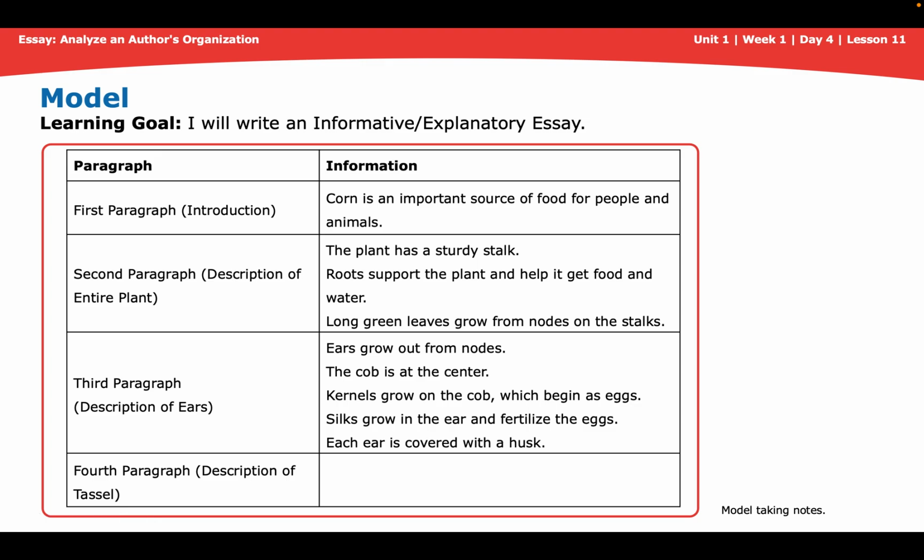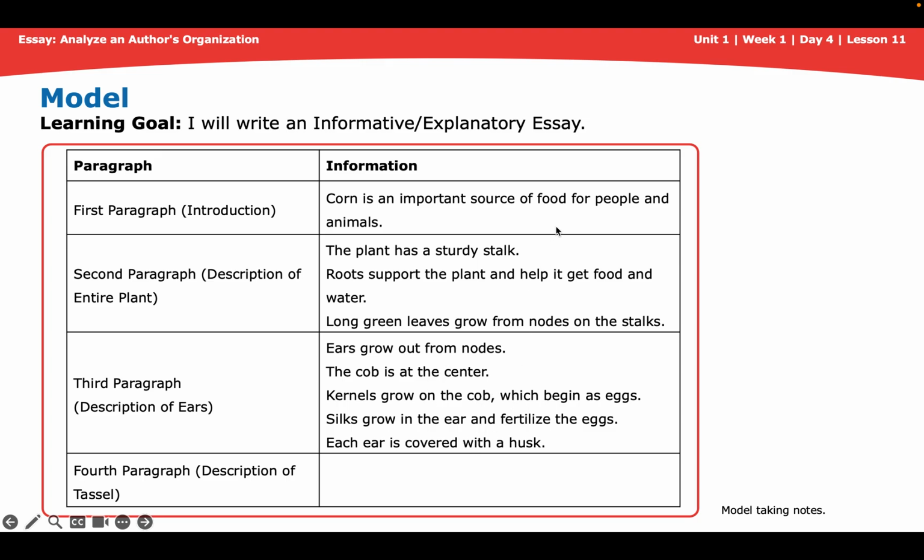After the general description, I'll write about the ears, the female part of the plant. I can transition from a description of the entire plant, right here, to a specific part of the plant, which is the ears. I'll explain what the ears look like and why each part of the ear is important. So that's what I wrote right here. Ears grow out from the nodes, the cob is at the center, kernels grow on the cob, which begin as eggs, and I kept going.